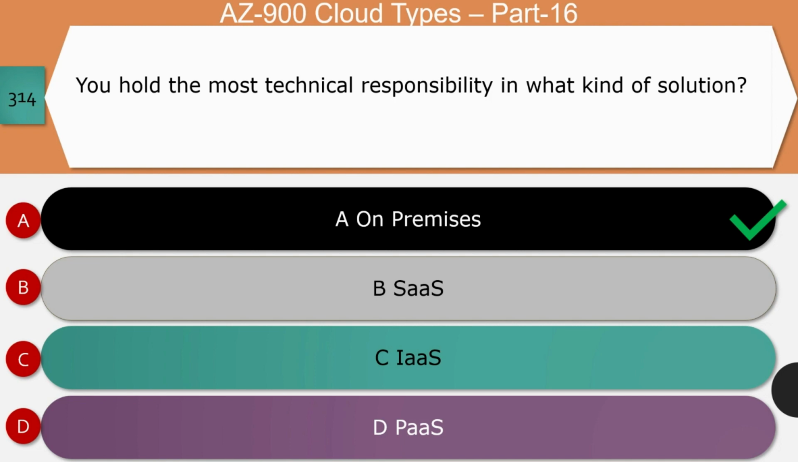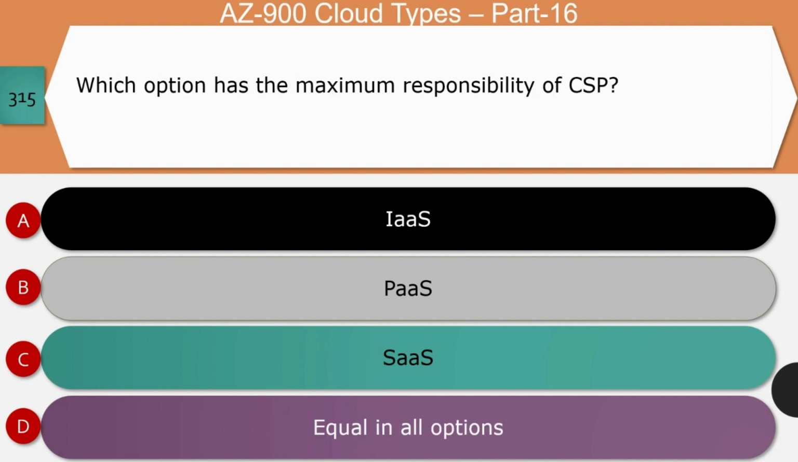Let's see the reason. This question is almost the same as the previous one. There is a slight difference in the options between this question and the previous question. On premises is a new option added, which is more technical compared to IaaS. And so on premises is the correct answer, and so we opted for option A.